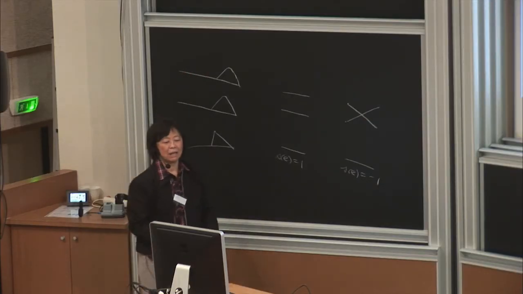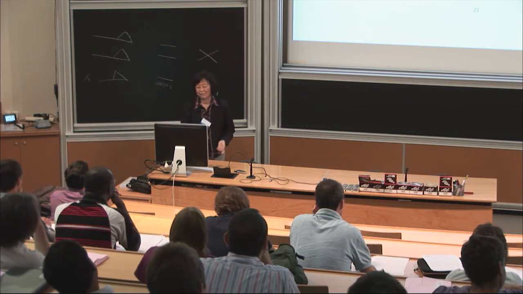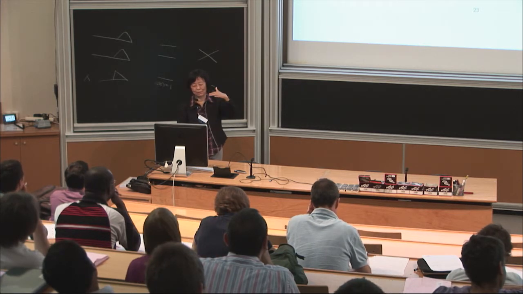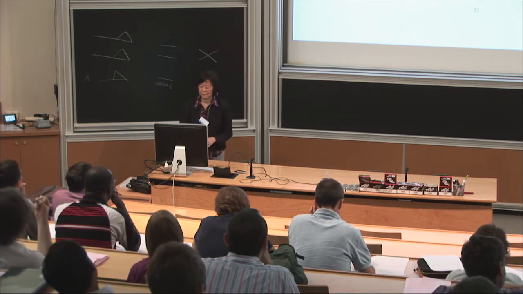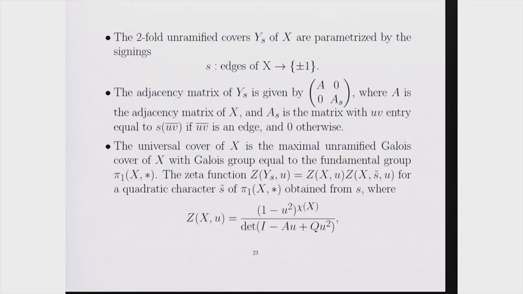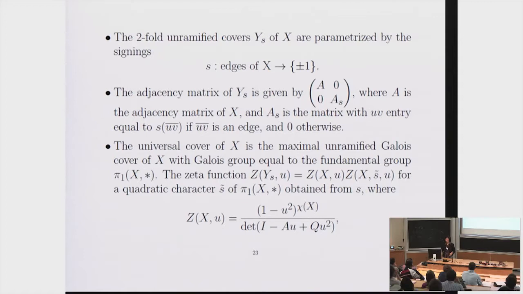Here I'm concerned with the zeta function of the quadratic cover, Y_S, and the zeta function of the graph downstairs. We know very well from number theory that the zeta function of a quadratic extension is the zeta function downstairs times the L function of a character of the Galois group. It's exactly the same here. The zeta function upstairs is the zeta function downstairs times the zeta function associated to the character of the Galois group. The Galois group is the fundamental group of the graph downstairs.